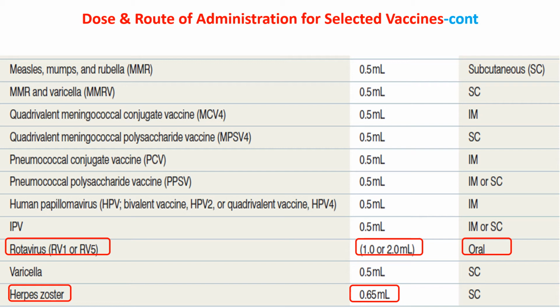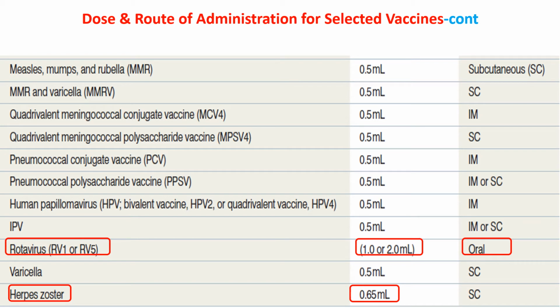Its dose is 1 or 2 ml. It is oral. And here is herpes zoster virus. This is the dose. So you must read the insert of each vaccine before giving it. This is the dose, 0.65 ml. It is different from other doses.